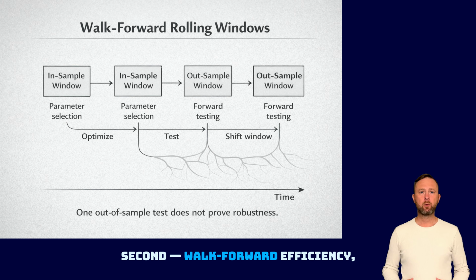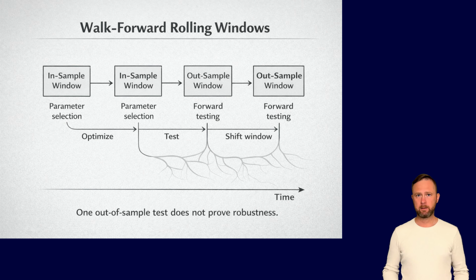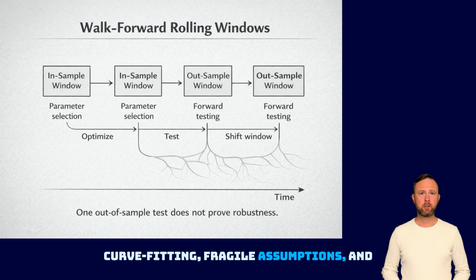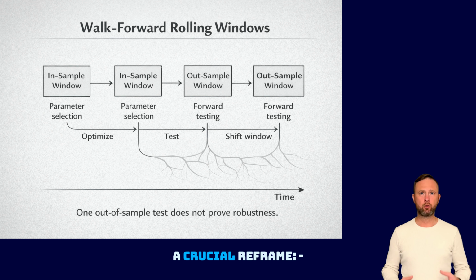Second, walk-forward efficiency, WFE. WFE measures how much of the optimized potential survives forward application. High WFE suggests structural relevance and stability. Low WFE often indicates curve fitting, fragile assumptions, and noise chasing. A crucial reframe: high backtest plus low WFE, reject. Moderate backtest plus high WFE are viable. Smooth equity plus unstable WFEs are dangerous.